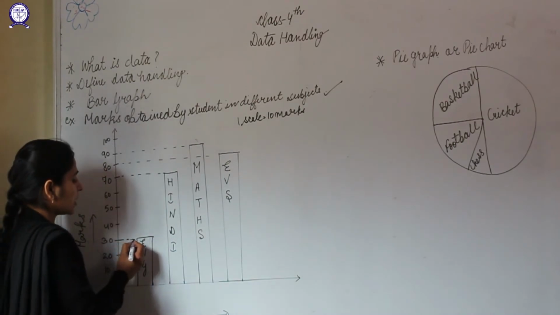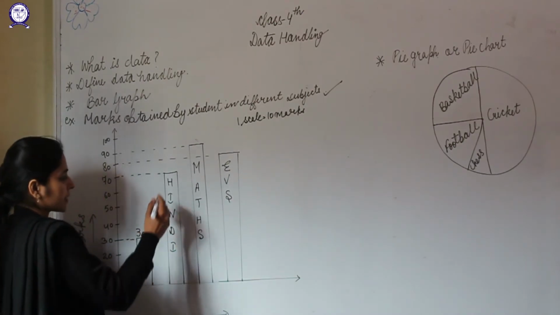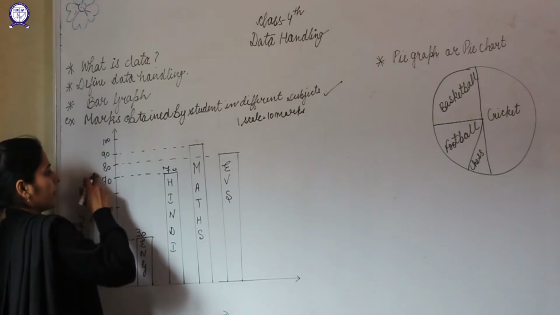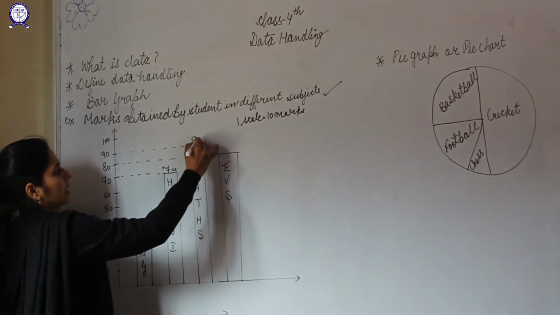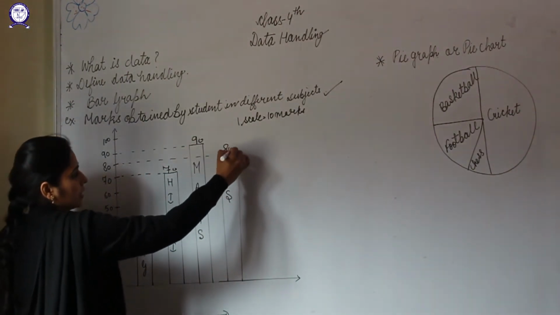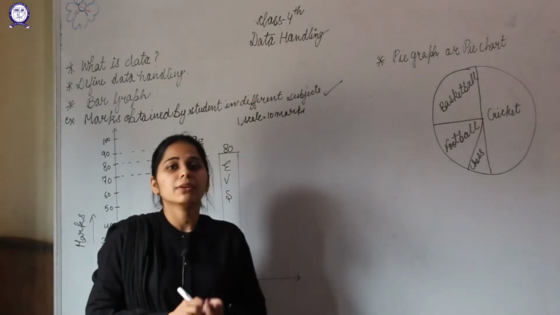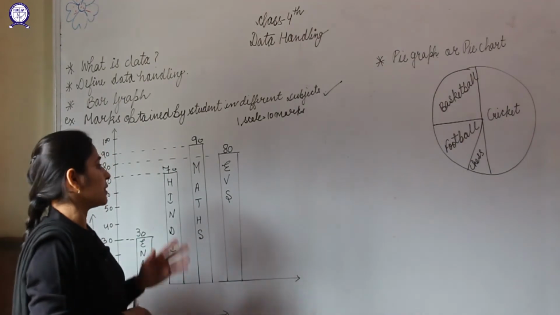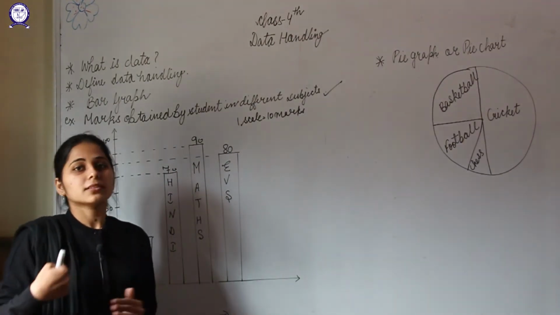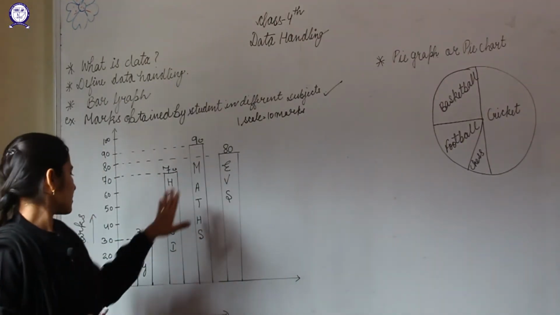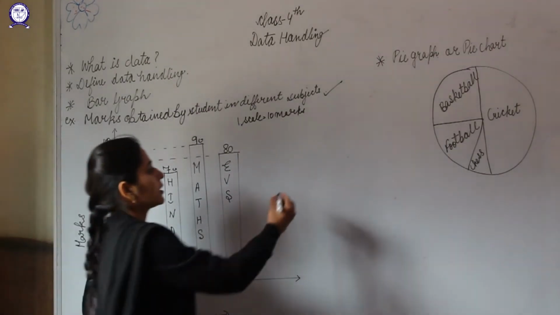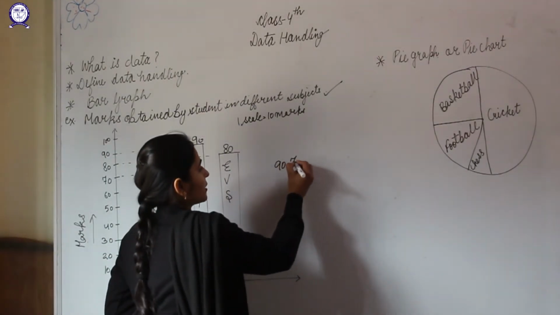How to see in what subject how many marks the student has got? You can draw a dotted line like this. In English 30, in Hindi it is 70, in maths it is 90, and in EVS it is 80. So from here you can tell the marks. If you are asked to find the difference between the maximum marks and minimum marks, the maximum marks is 90 and the minimum marks is 30. So you can find the difference like this.